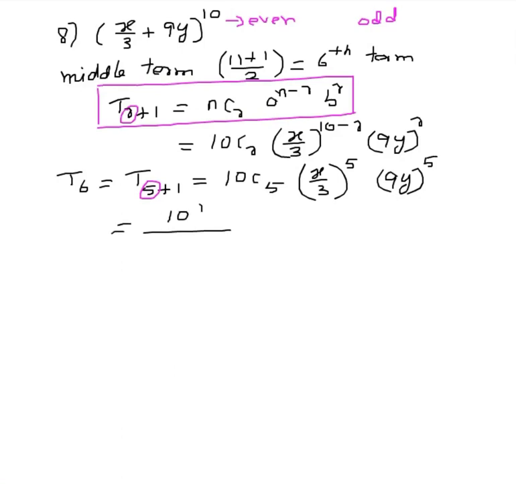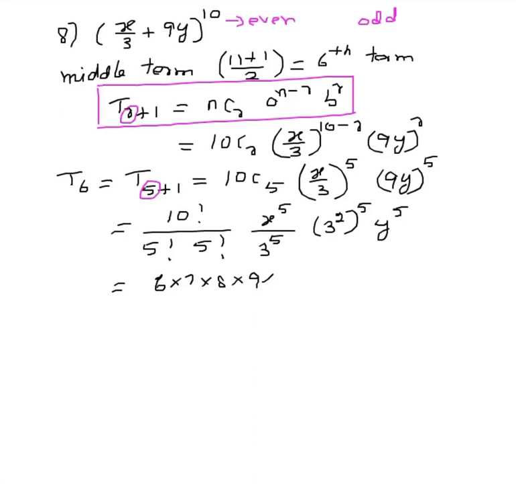Let us simplify. 10 factorial over 5 factorial times 10 minus 5 is 5, 5 factorial, x raised to 5 divided by 3 raised to 5, and 9 can be written as 3 square whole raised to 5 and y raised to 5. Cancel 5 factorial. 6, 7, 8, 9, 10 divided by 5 factorial. Here we have 3 raised to 10 divided by 3 raised to 5 times x raised to 5 times y raised to 5.